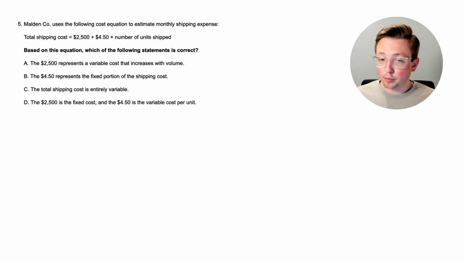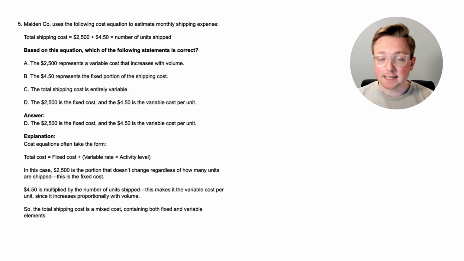Now again, you probably already know the answer just by me reading through those. This is not a very difficult question, but this is meant to teach you an important thing that might come up. So if you already know the answer, great. If not, think about this, and when you're ready, come back. We'll look at the answer together. All right, here we are. The answer is D. The $2,500 cost is the fixed cost, and the $4.50 is the variable cost per unit.